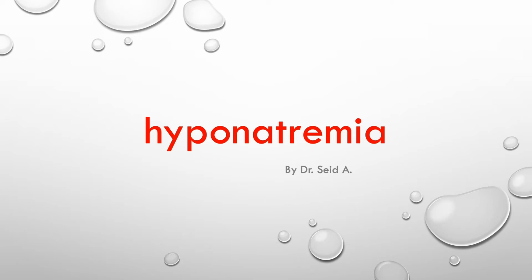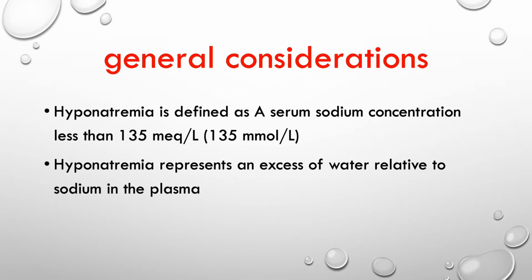Hyponatremia is a common and important electrolyte imbalance that can be seen in isolation or as a complication of other medical illnesses. Hyponatremia is defined as a serum sodium concentration less than 135 milliequivalents per liter. Hyponatremia represents an excess of water relative to sodium in the plasma, leading to a reduction in plasma osmolality and subsequent movement of water from the extracellular fluid into the intracellular fluid.